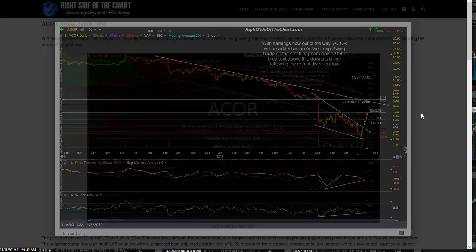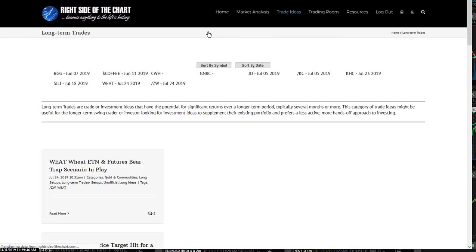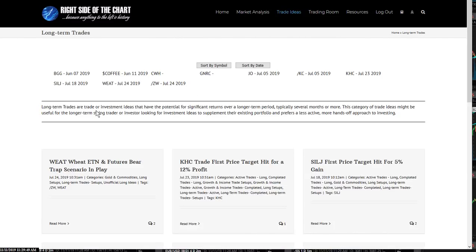So I just wanted to go over what these trade ideas are. Long-term trades: click on the category and it tells you right here. These are trade or investment ideas that have the potential for significant returns over a longer time period, typically several months or more. Your swing trading ideas are usually trade ideas, on average, I'd say about 2 to 4 weeks. Again, roughly holding periods. Sometimes, as you guys have seen, a lot of these explosive patterns will hit the price target, the first or even the final price target, within a day, even sometimes the same day. That's not completely unusual, but it's not the norm.